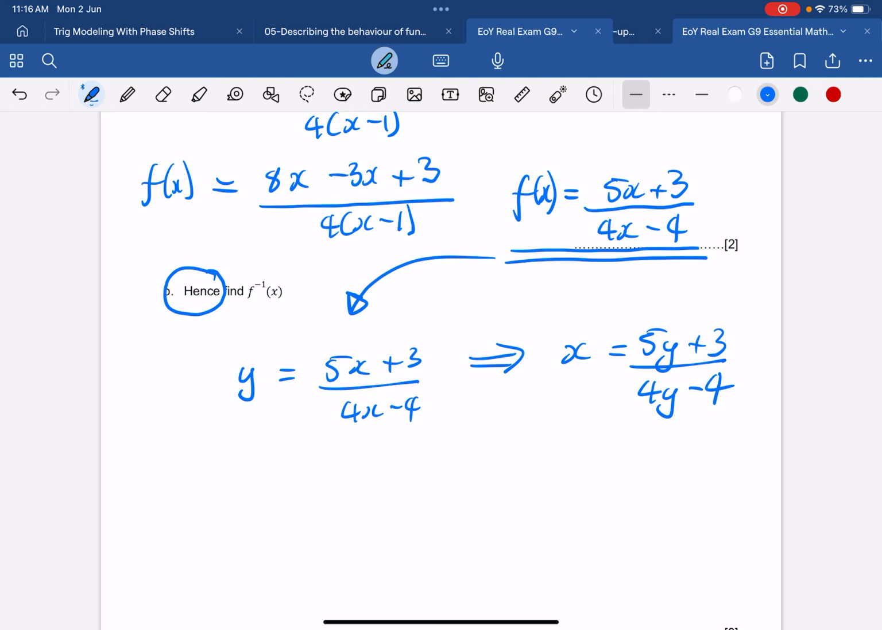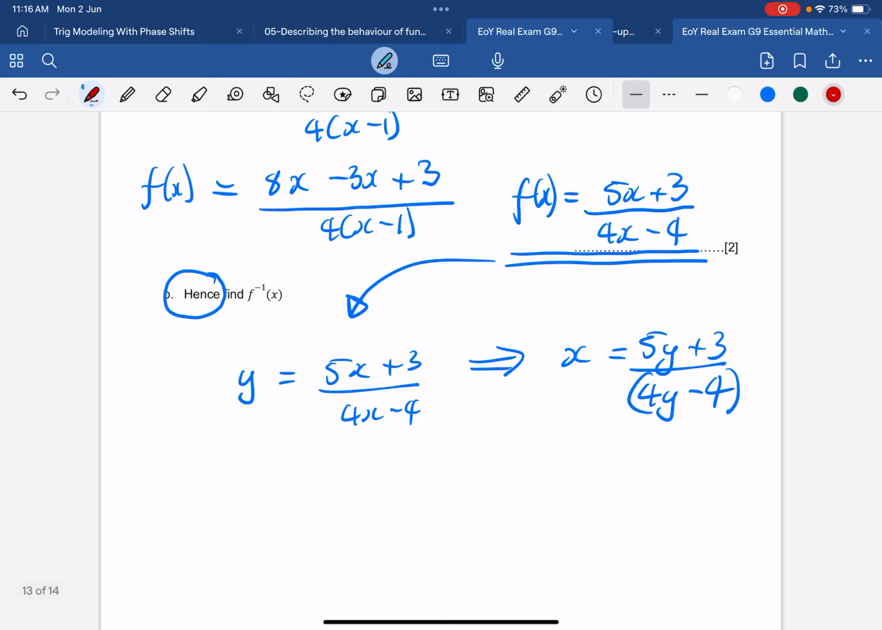Now the first step is the most important one. I'm going to put a little bracket around here, multiply both sides by the 4y minus 4, and you can see that the 4y minus 4 will now appear on the left hand side. Now go ahead and expand.